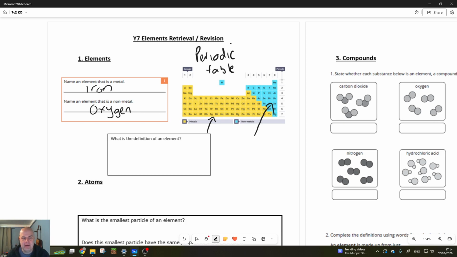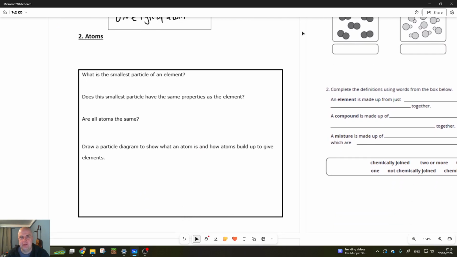Now, what is the definition of an element? It's only made of how many types of atoms? One type of atom. So you've got to say that's an element. It's only made of one type of atom. So if you have a block of iron, it only contains iron atoms. Now, what's the smallest particle of an element? That would be an atom.